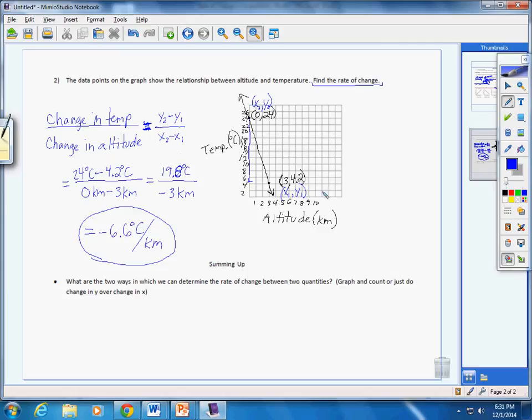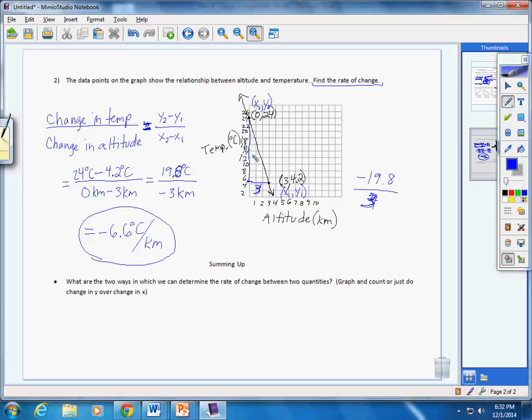So my change in temperature, since I went down, you would have said it was negative 19.8. And then what's my change in altitude? Well, altitude is represented on the x-axis. So let's start here. I'm even with this x value, with this point, and let's count to the right. There's a difference of 4 here, and I went to the right, so it's positive. Look at that, 19.8 divided by, oh, excuse me, it's 3. Silly error, Mr. Dudek. This is 3. So 19.8 divided by 3 is going to give us the same exact answer that we already got.